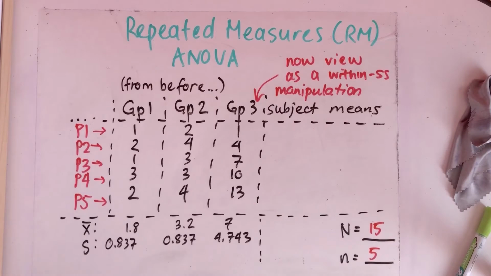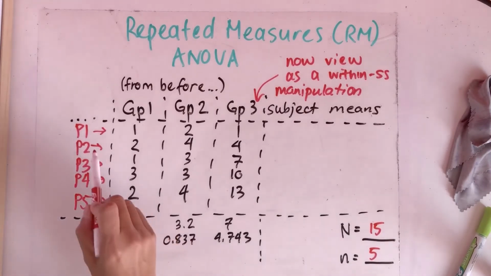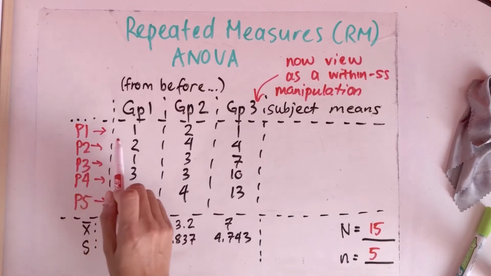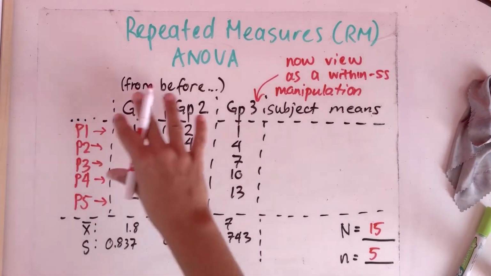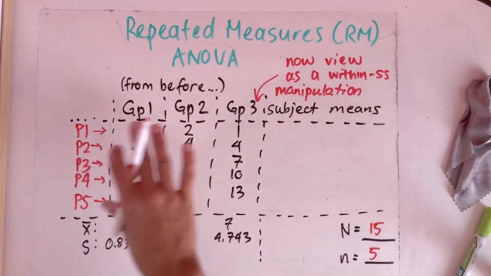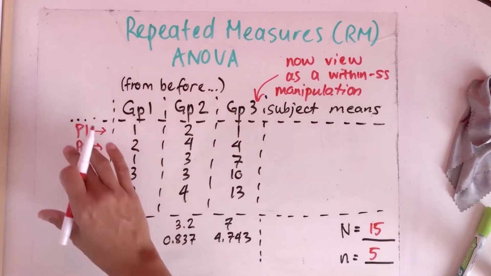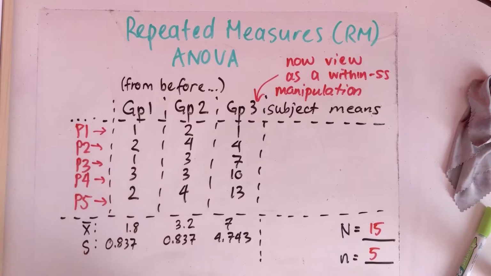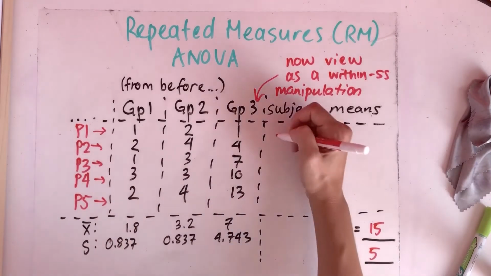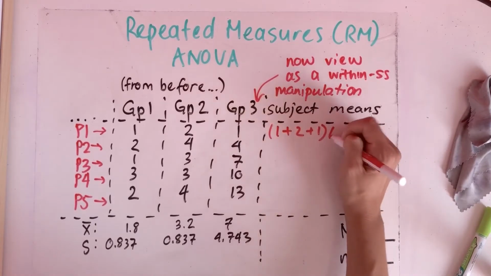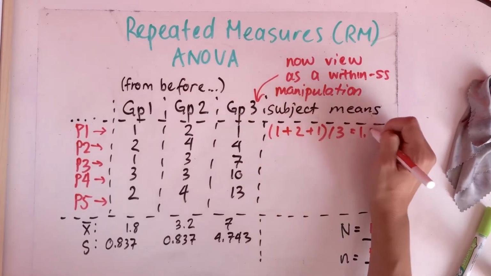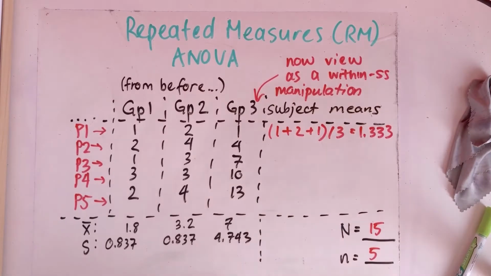All right, so we're going to compute those. If I do the first one rather slowly, you look at participant 1, and they gave us scores 1, 2, and 1 across the 3 groups. So their mean score across all the groups, the score that really encapsulates who they are as a person in this manipulation, is 1 plus 2 plus 1 divided by 3. That gives me 1.333, and I'm going to keep 3 decimal places for increased accuracy.